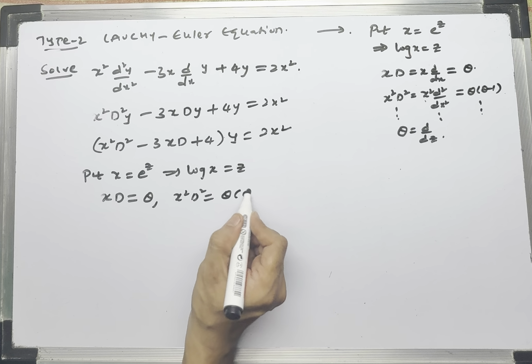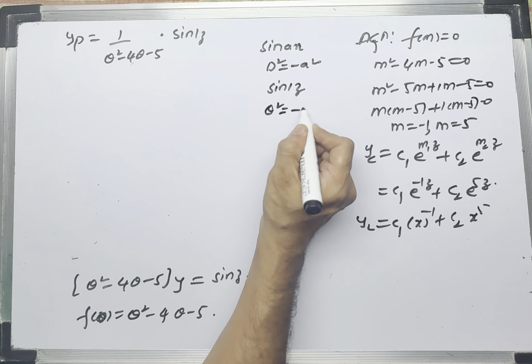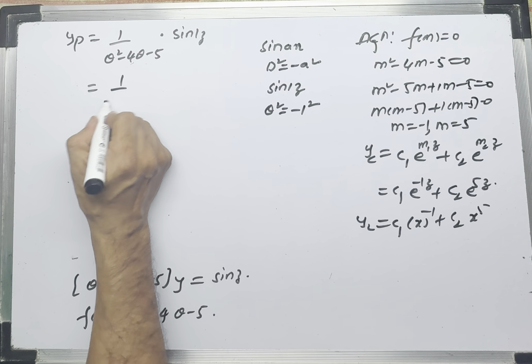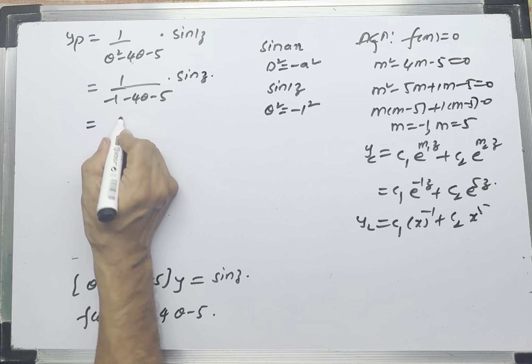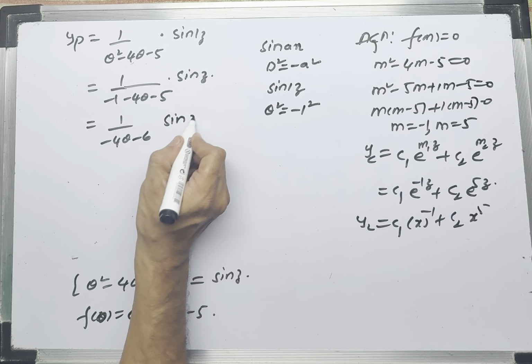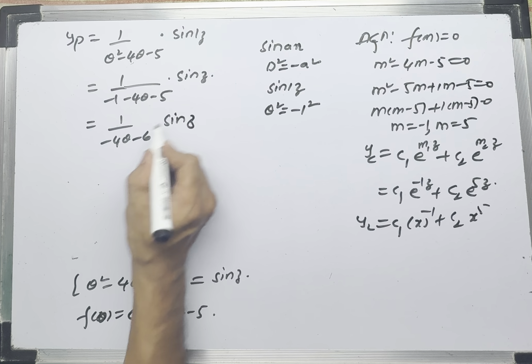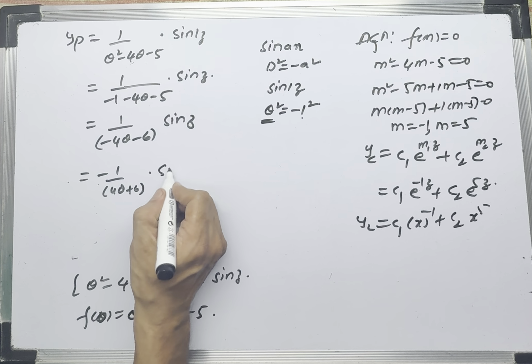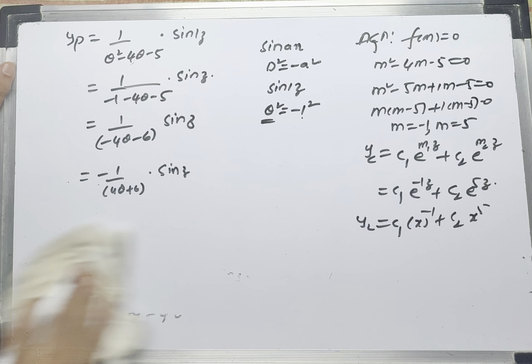Suppose sine ax is there, D square equals minus a square. Similarly, sine 1z is there, theta square equals minus 1 square. So theta square is minus 1, minus 4 theta minus 5 into sine z. This one we will write in order: minus 4 theta minus 6 into sine z. Theta square is not there because we need theta square as minus 1. You can take common, minus 1 by 4 theta plus 6 into sine z. Now rationalize this.